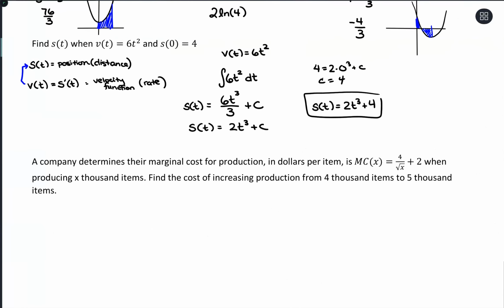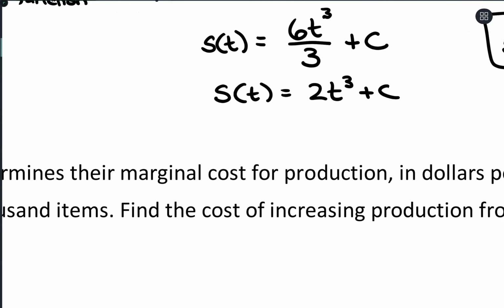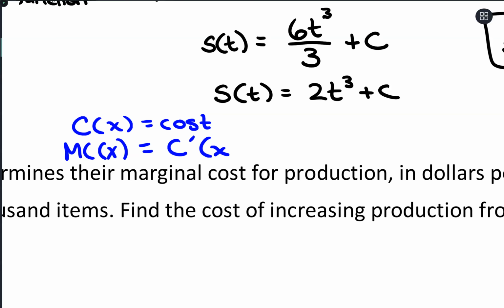Okay, one little business application here. So we have a company that determines their marginal cost for production in dollars per item is MC of x equals 4 over the square root of x plus 2. So just remember, if we have marginal cost versus cost function, so say c of x is our cost function, then MC of x is the derivative of that function. So that would be like c prime of x.